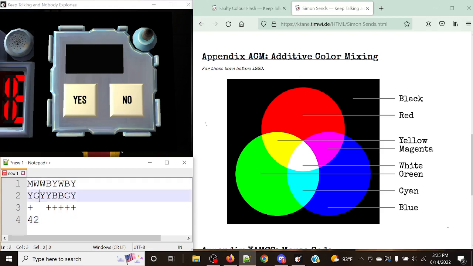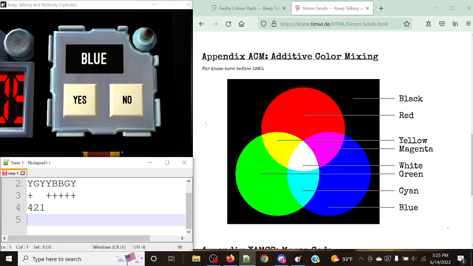Same thing with white and yellow. White and yellow is made up of red and green, and white is made up of red, green, blue. The only difference here is going to be the blue, so this is going to be a 1. Now, let's take a look. Blue and yellow. Here we go.